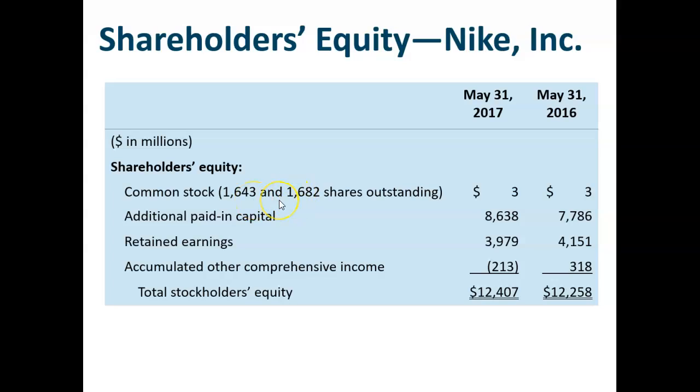Here, Nike has decided to show the number of shares outstanding on the face of the balance sheet. That means they must also disclose in a footnote the number of shares authorized and the number of shares issued. The accumulated other comprehensive income or loss has also been disclosed in Nike's balance sheet equity section.